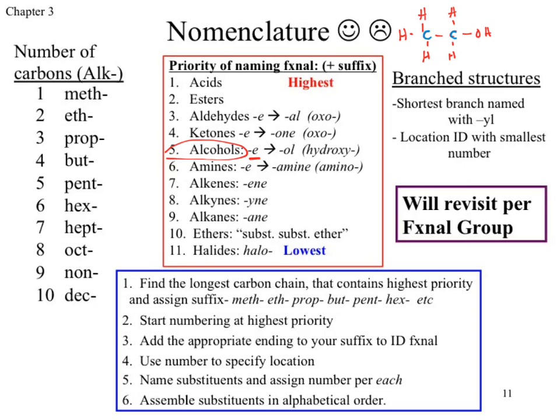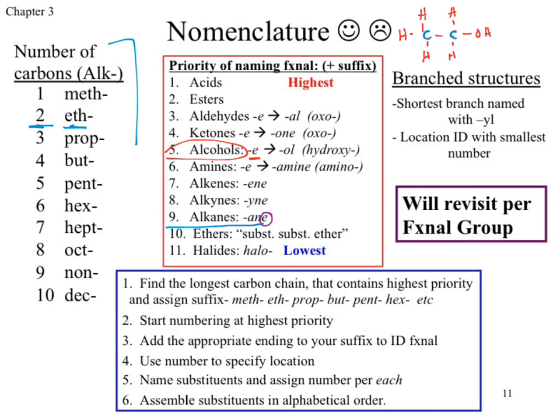What is the name for 2 carbons? Go to our number of carbon lists. 2 carbons gives us eth. What kind of connectivity do we have between our carbons? Single bond. Single bonds, suggesting which functional group? Alkanes. How do we name our alkanes? We just add the ane ending. So we would have ethane.